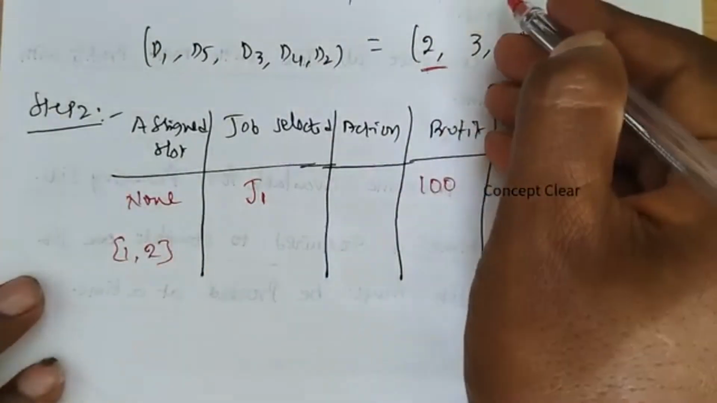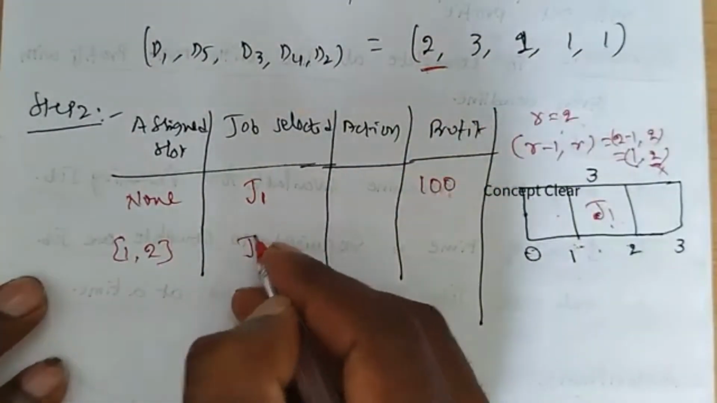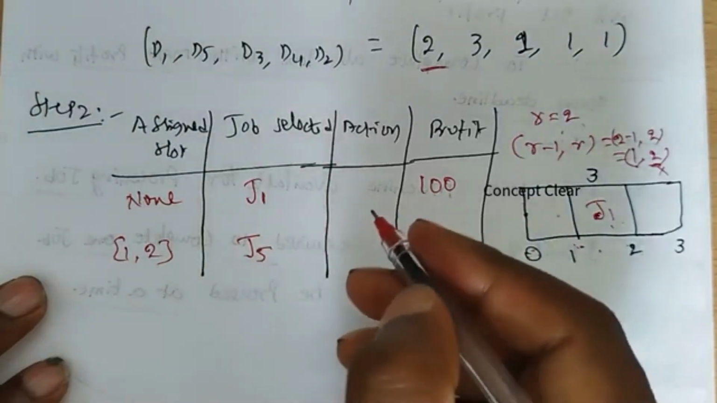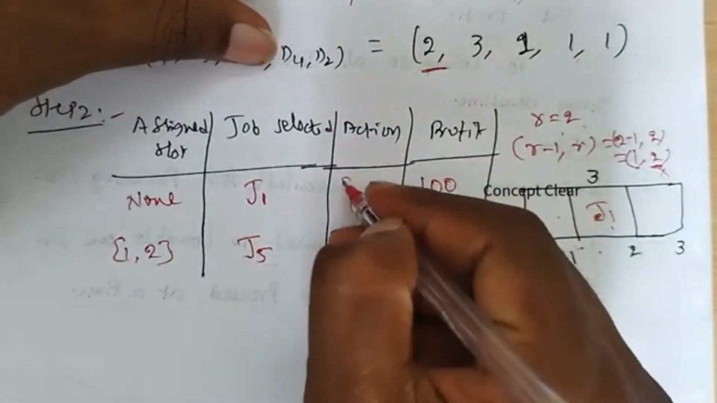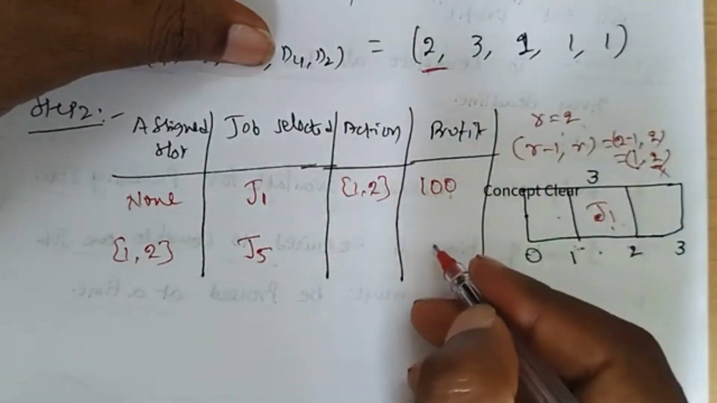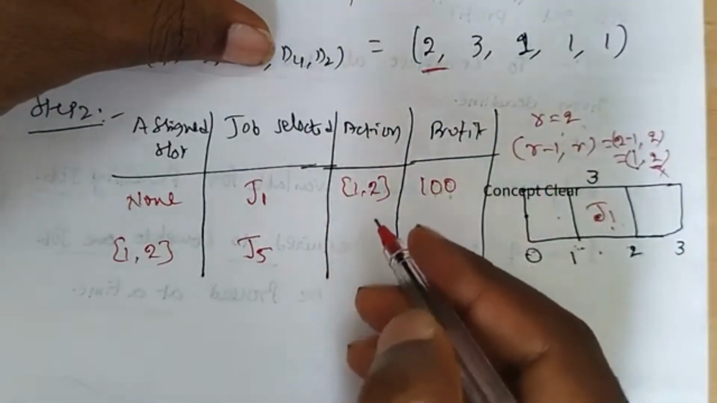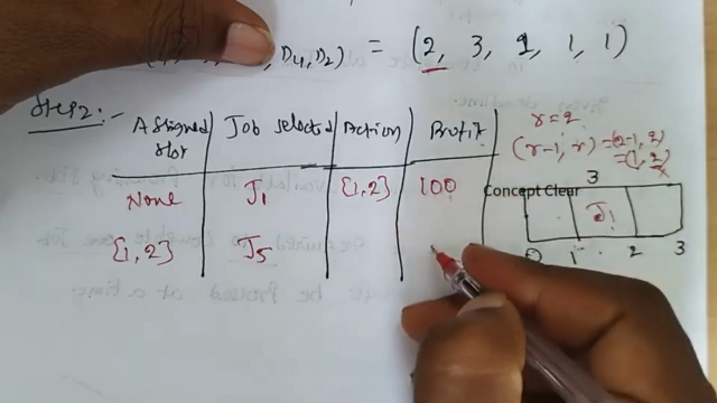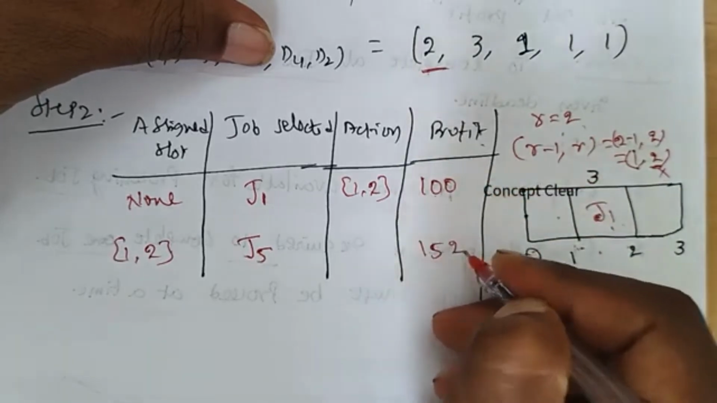So next, what is the next job? J5. What is the action here? 1 comma 2. So J5 is 52. What is the profit? Previous profit is 100. Here profit is 50. So total profit is 152.